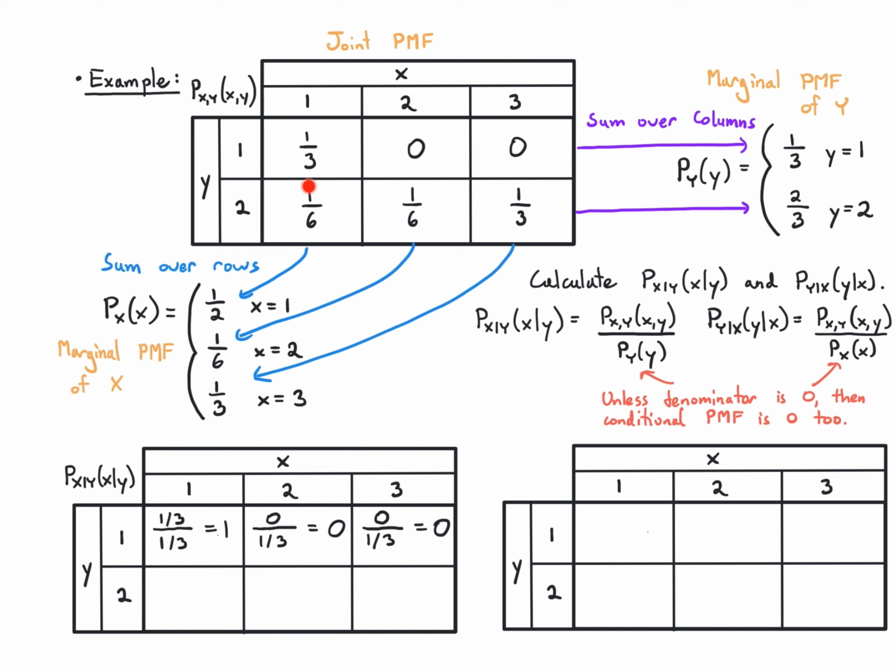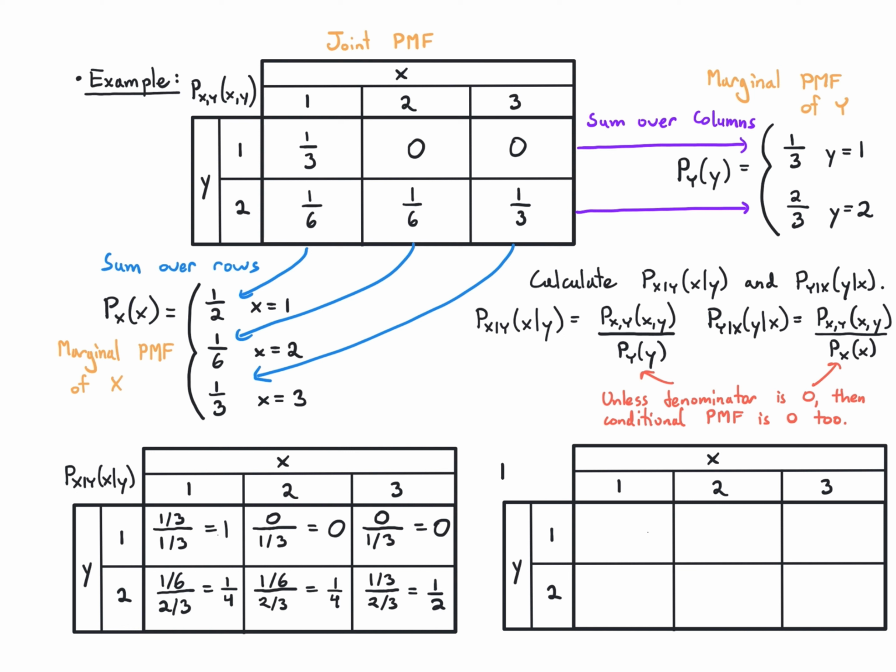For the next one, I take the second row, I get a 6th divided by 2/3. Again, I'm going to get here a 4th. I'm going to get a 6th here divided by 2/3. That's going to be another 4th. And finally, a 3rd divided by 2/3. That's going to give me a 1/2. So throughout, what I did is I took the joint PMF table and I divided by the marginal, evaluated at the value that I was looking at in the table.